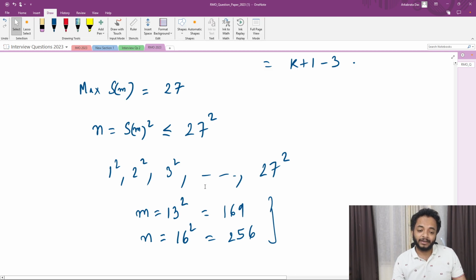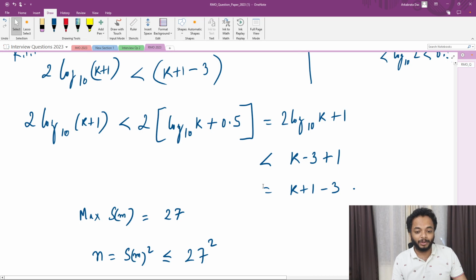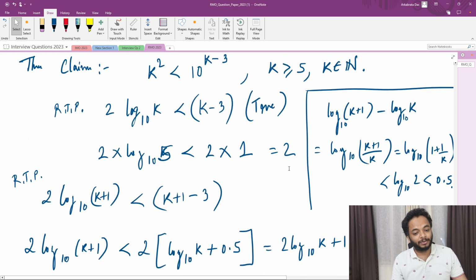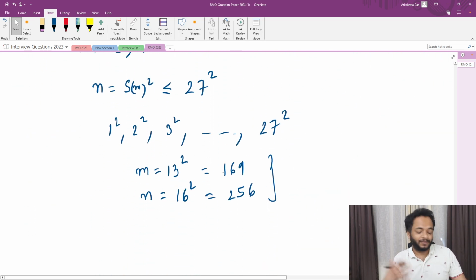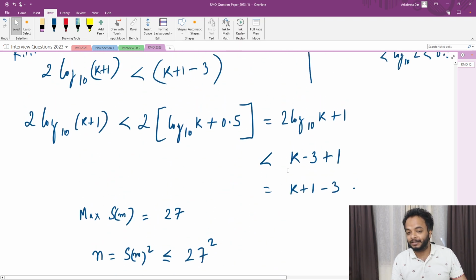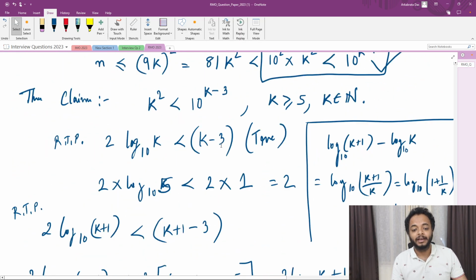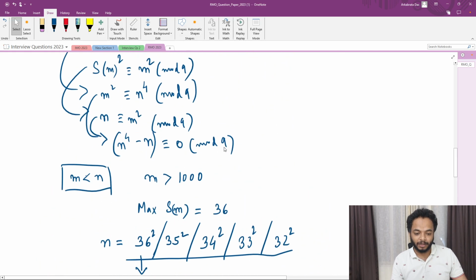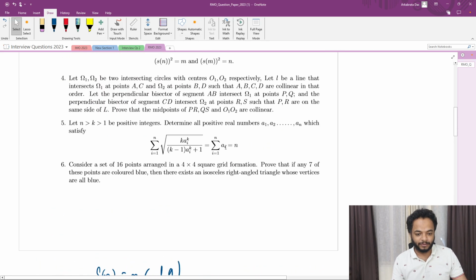So try to understand that it's a subjective question, it's an RMO exam, so it's not an MCQ exam. If somehow you got the answer and you just write it, you don't get the full marks unless whatever you are claiming you prove it fully. Okay, so that's the whole proof.